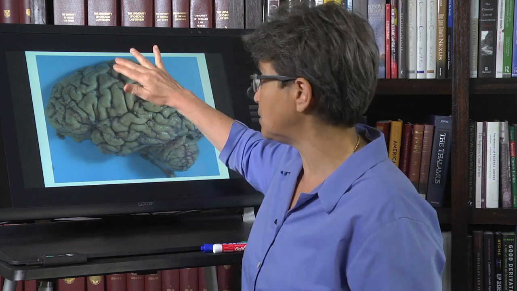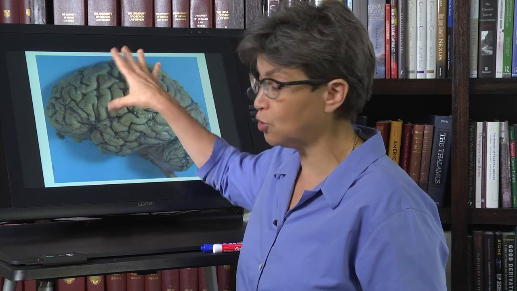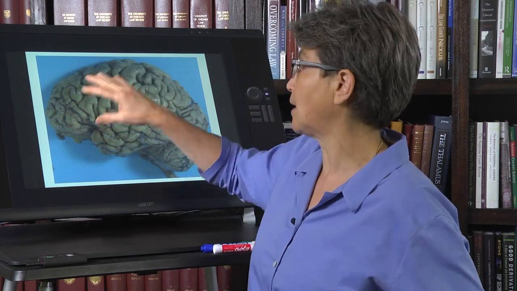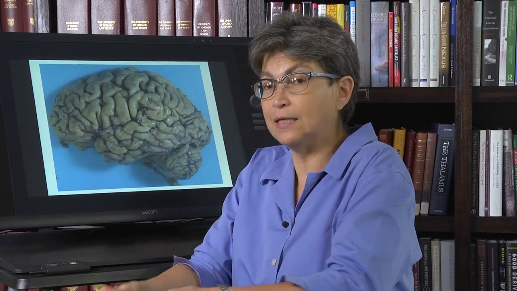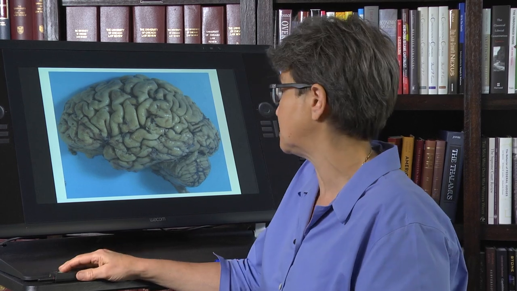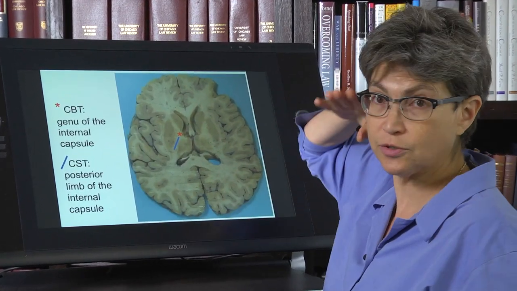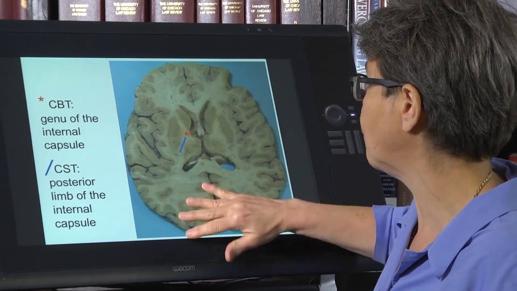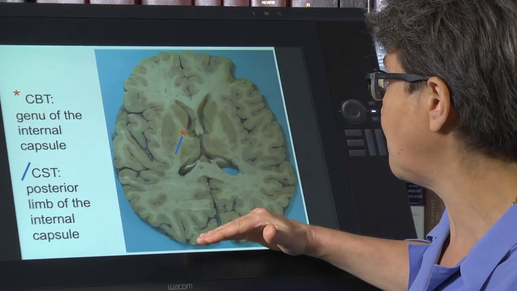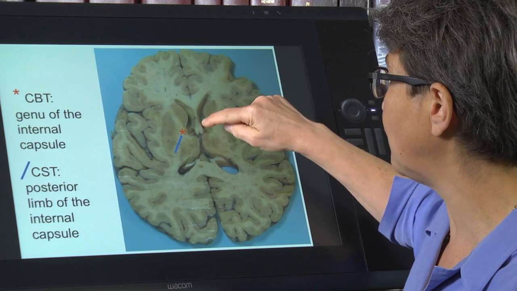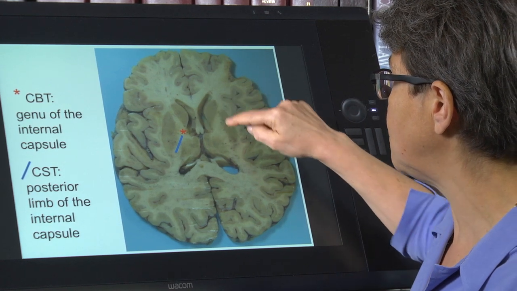So we've just seen the topography in motor cortex, and now we're going to step back. All this information is going to go through the corona radiata and then collect in the internal capsule in a very specific place. So this is a horizontal, an axial cut through the brain. Here's the front. Here's the back. This is the lateral ventricle with the caudate. Here's the putamen.